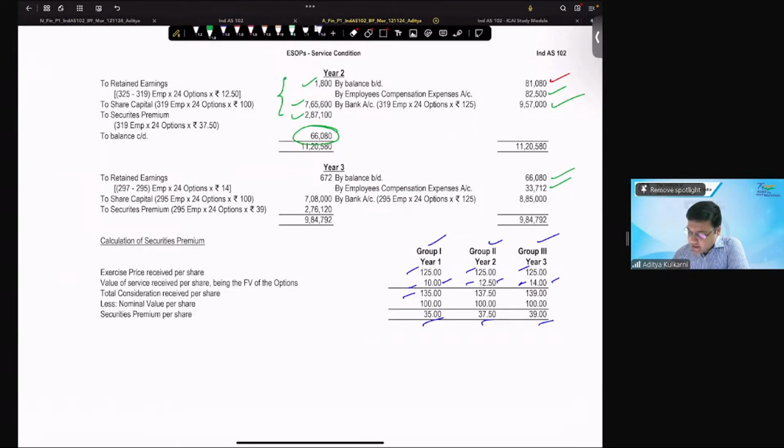33, 66, 8 lakh 85, 7 lakh 8, and this is the forfeit. And reversal is 2 into 24 into 14, 672. So at the end of the third year, SBP reserve is closed. Are we okay with this, everyone? Yes. Jeannie has confirmed. Hemant, Karthik, all clear?